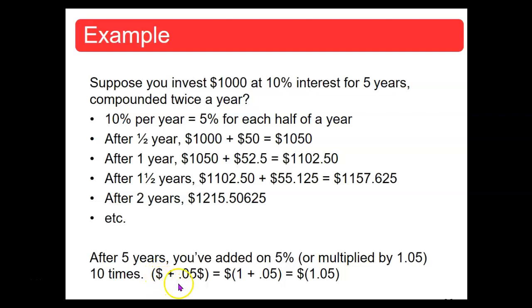Remember, a dollar amount plus 5% of that dollar amount is like that dollar amount times (1 plus 0.05). So if you're multiplying by 1 plus 0.05, that's the same as multiplying by 1.05. And you do that for each time the interest gets compounded, that is for each half year. And since there are 10 half years in that 5-year period, altogether, you're multiplying by 1.05 10 times, by 1.05 to the 10th power.